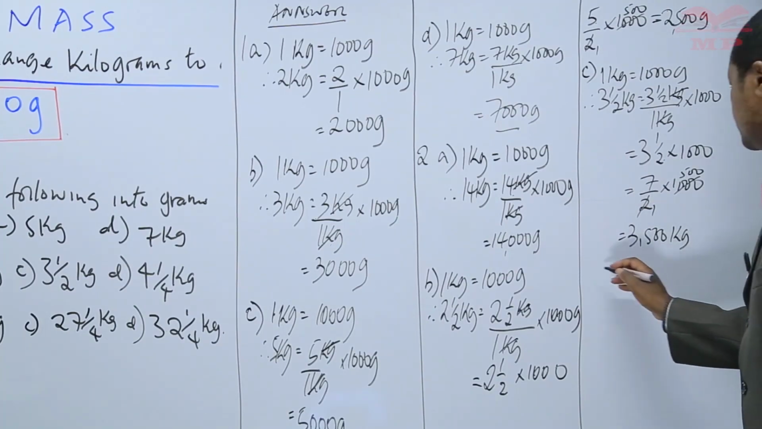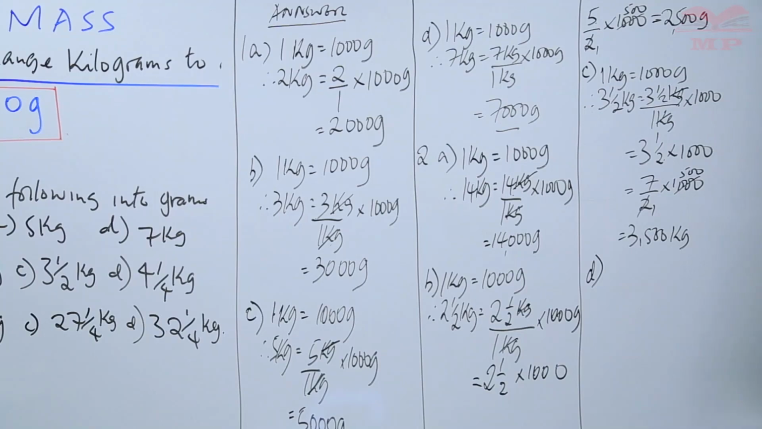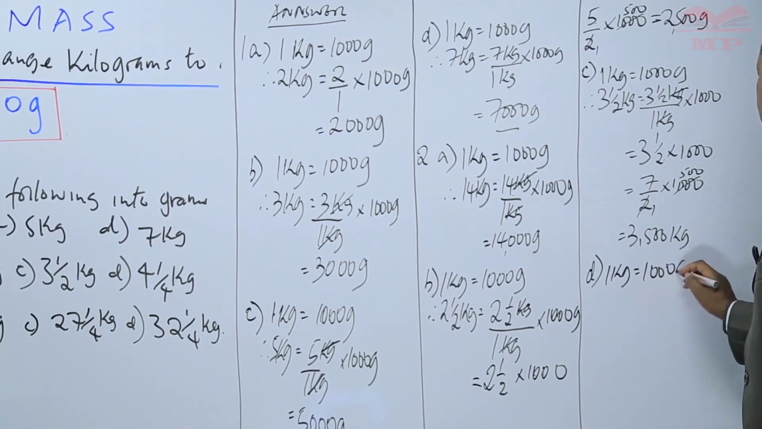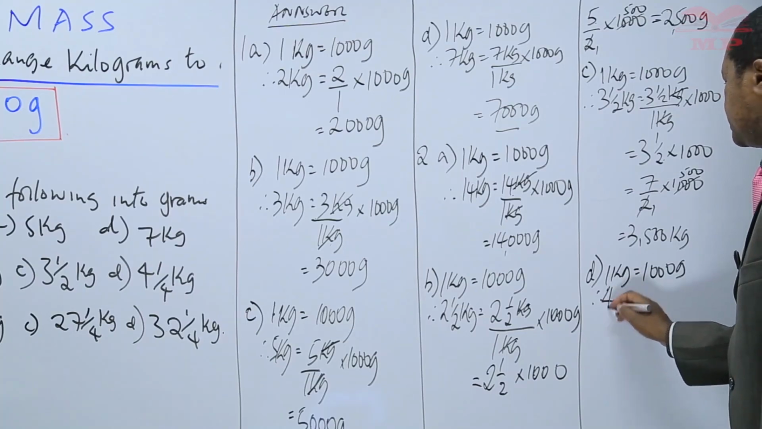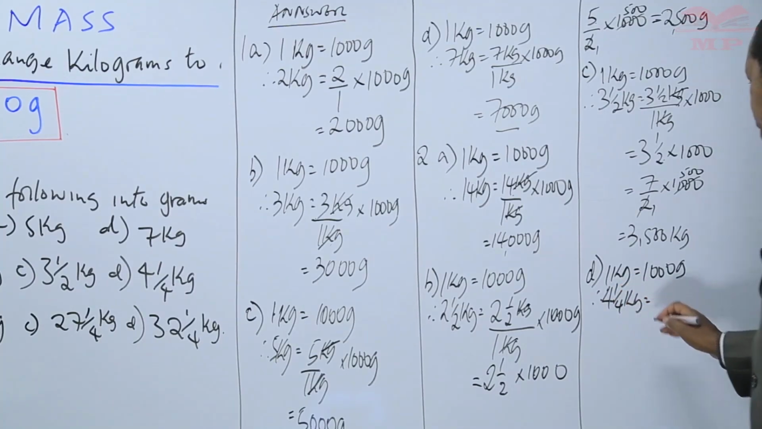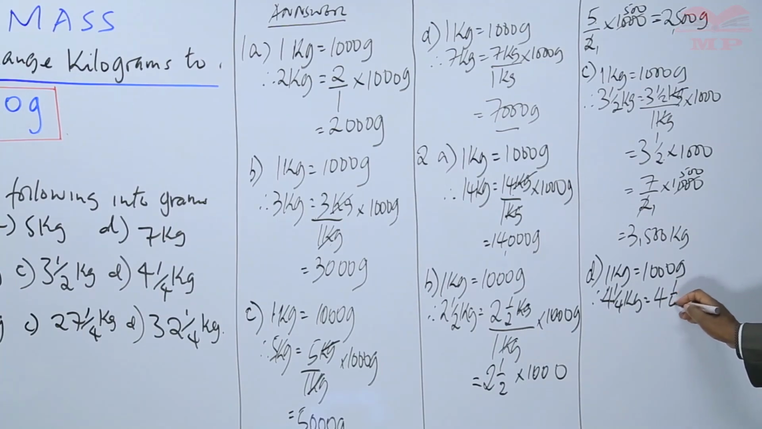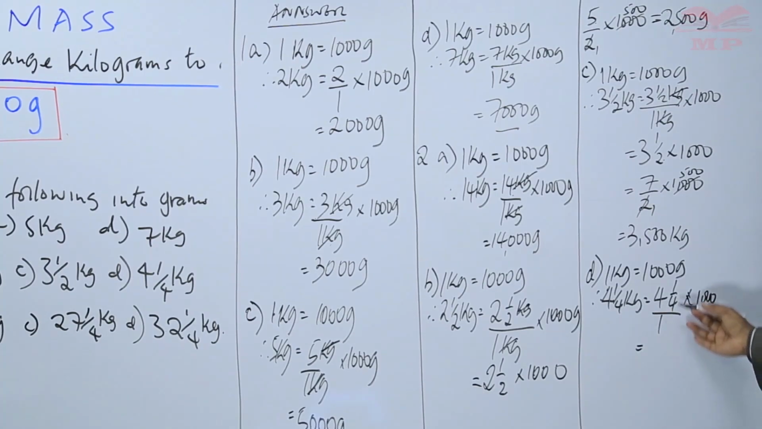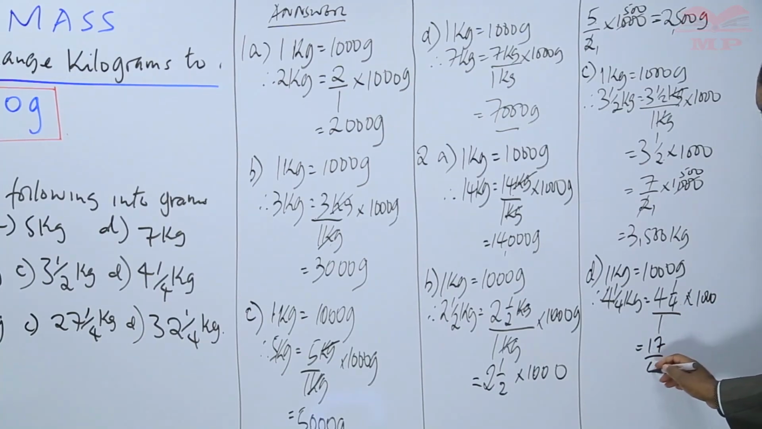Then let's do 2D. 4.25 kilograms. 1 kilogram is equal to 1,000 grams. Therefore, 4.25 kilograms will be equal to 4.25 over 1 times 1,000. This is a mixed number converted into an improper fraction. This will be equal to 4 times 4 is 16 plus 1, 17 over 4 times 1,000.